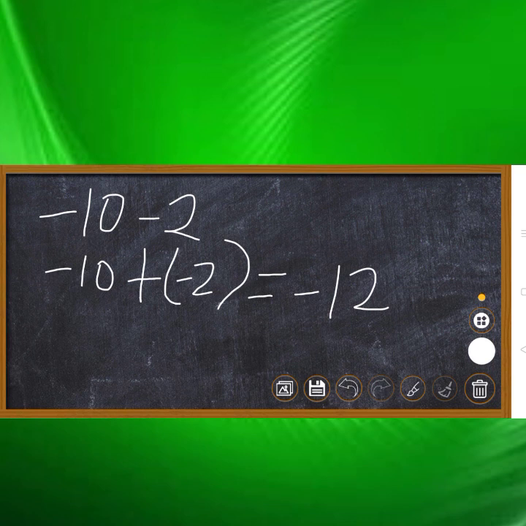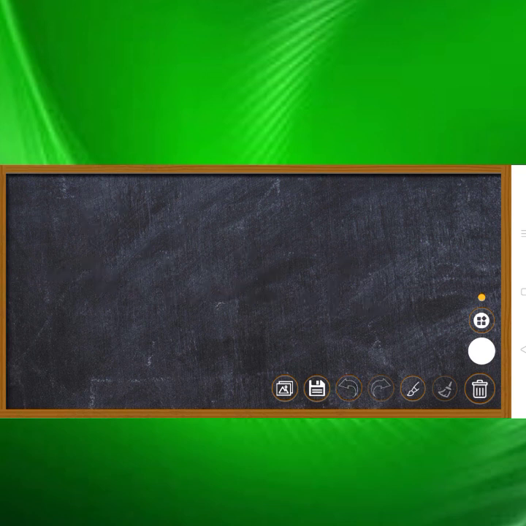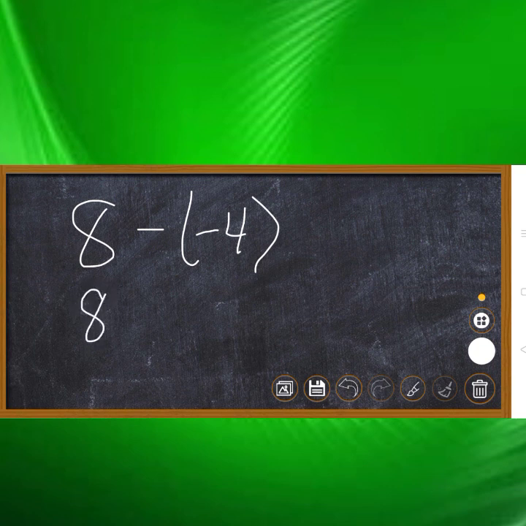So, let's have another example. Positive 8 minus negative 4. Always remember, keep, change. You need to keep the minuend, which here is positive 8. Change the sign, minus into addition. And change the subtrahend, negative 4, into positive 4.